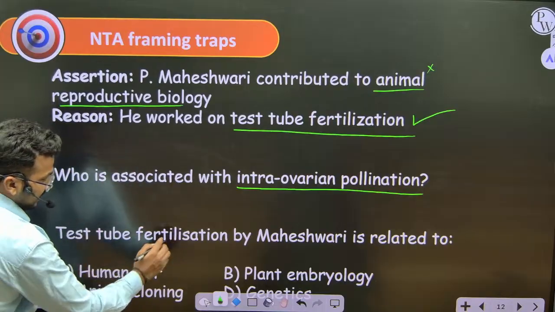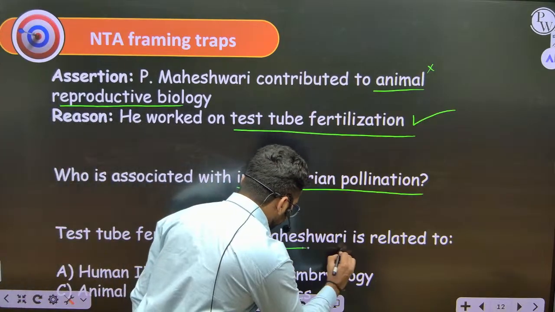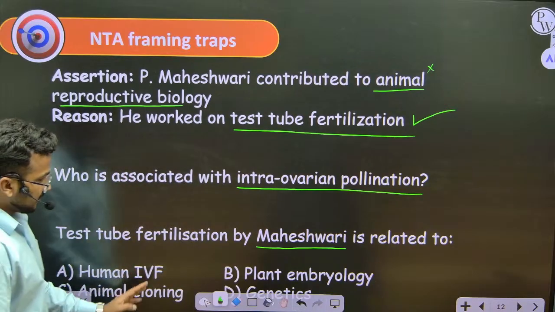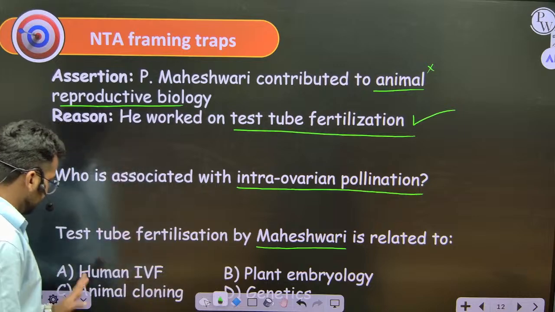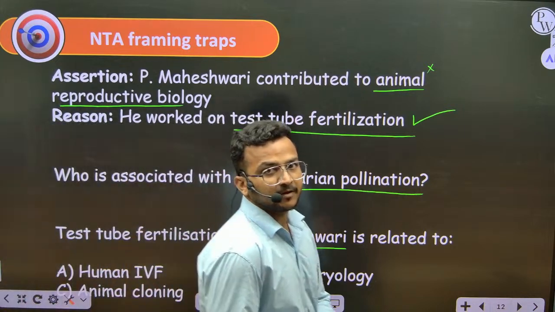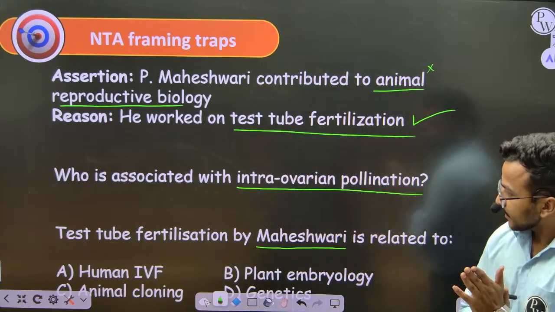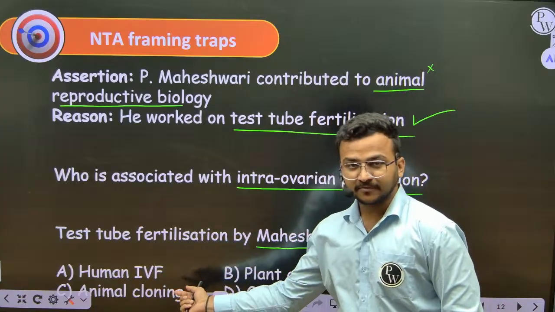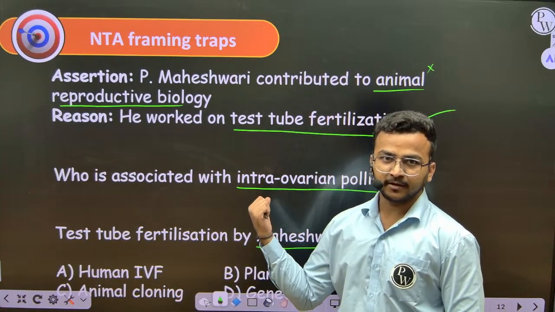Test tube fertilization by Maheshwari is related to, and there are four options given: human IVF, plant embryology, genetics and animal cloning. You need to tell me which of the following is related to test tube fertilization, whether it is related to human IVF. See, this is where we will get confused.